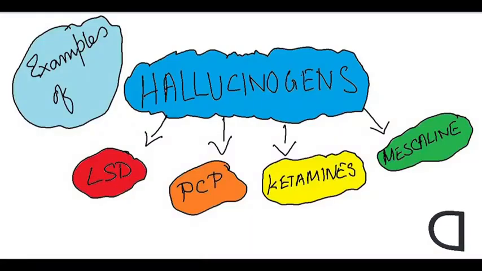Hallucinogens are a diverse group of drugs that alter perception, thoughts, and feelings. They cause hallucination or sensation, an image that seems real but is not. Now, hallucinogens are split into two categories: classic hallucinogens and dissociative drugs.